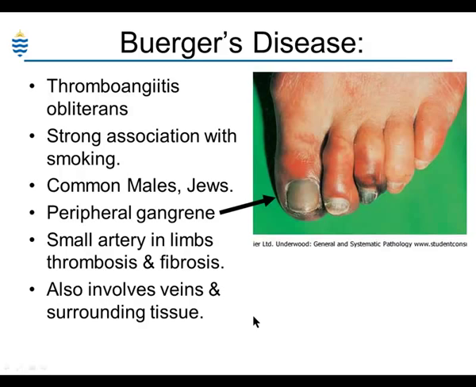Buerger's disease, thromboangiitis obliterans, smoke induced, hypersensitivity to smoke, common in males and Jews, but I have seen it in India, in my place South India, quite common. Very severe painful limbs, patients literally crawl due to pain, obstruction to the blood vessels due to inflammation and ischemia. Buerger's disease is associated with heavy smokers, not moderate smokers.